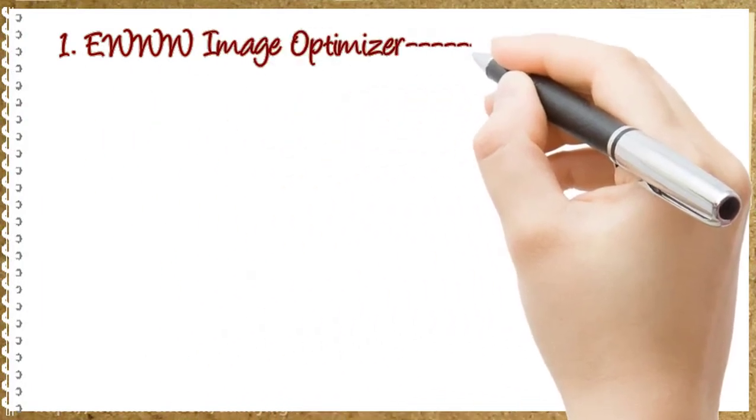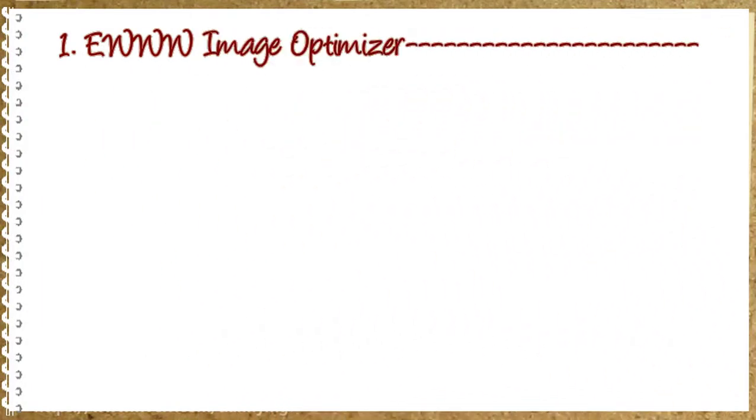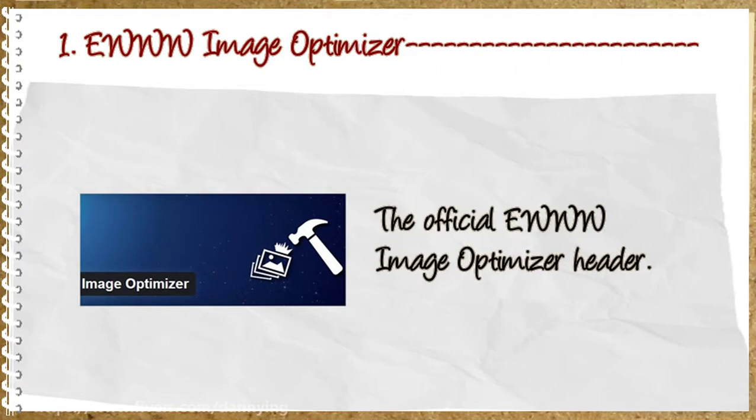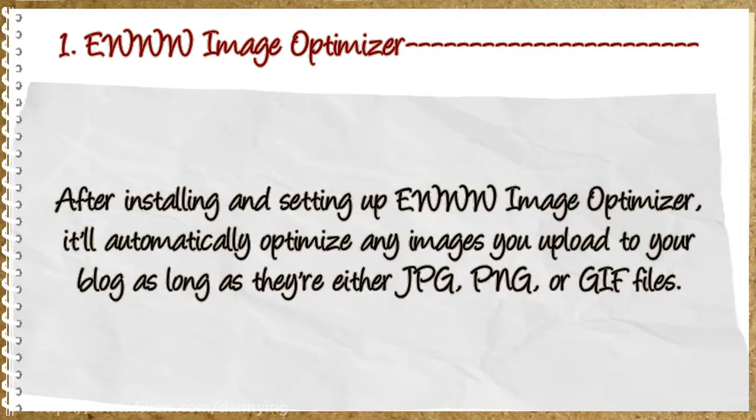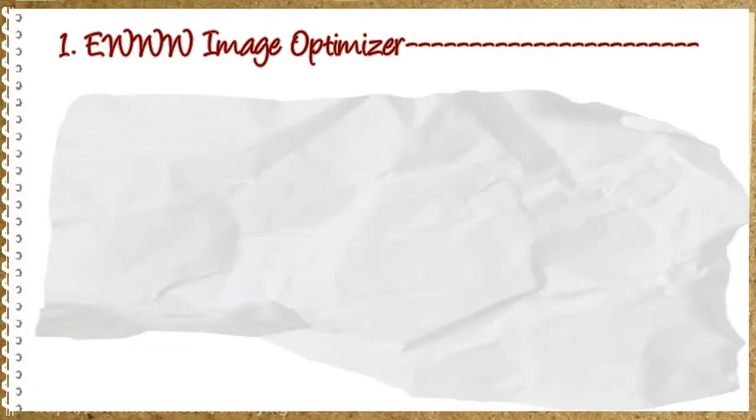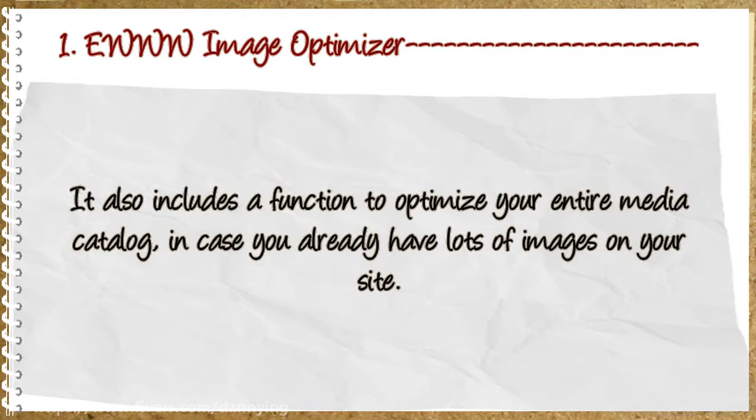1. EWWW Image Optimizer. The official EWWW Image Optimizer header. After installing and setting up EWWW Image Optimizer, it'll automatically optimize any images you upload to your blog as long as they're either JPG, PNG, or GIF files. It also includes a function to optimize your entire media catalog, in case you already have lots of images on your site.